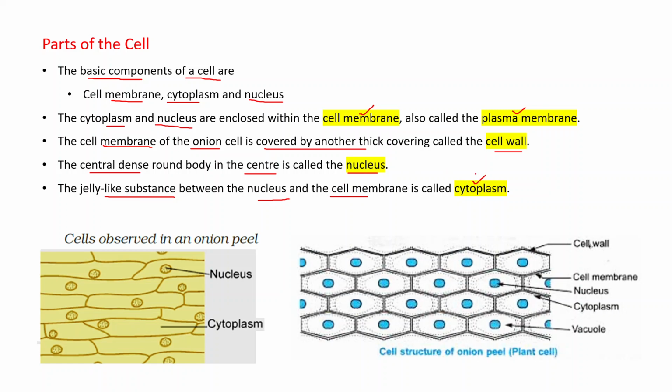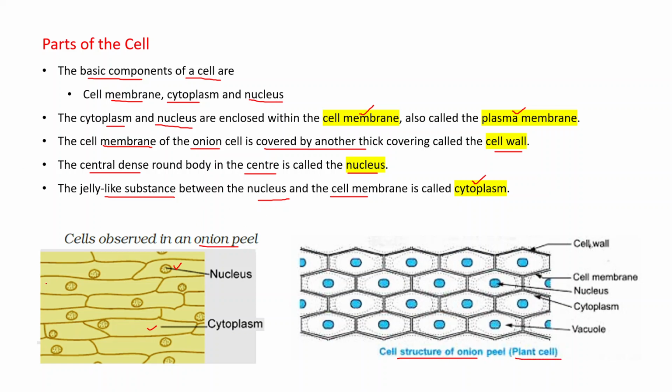All these parts you can see in these diagrams. This is a cell of onion peel. This is the nucleus of the cell, and this is the cytoplasm of the cell. You can also see a closer view of the cell structure of onion peel, and onion is a plant. That's why this is a plant cell.